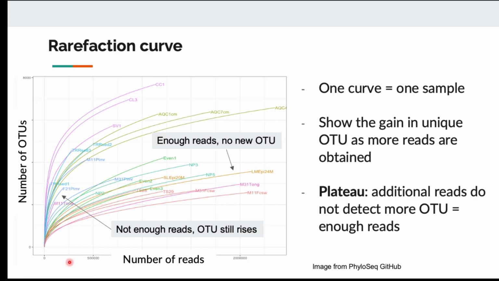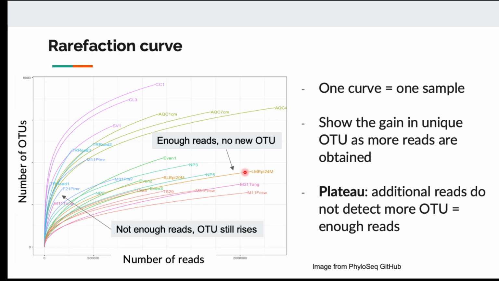And a quick answer is we don't know. Before we sequence, we have no idea. But once we sequence, there is a way to check. This graph is called a rarefaction curve. The idea is that you already did the sequencing. Let's say you have 20 million reads, like here, and in your sample you can identify a certain number of taxa, a certain number of OTU.